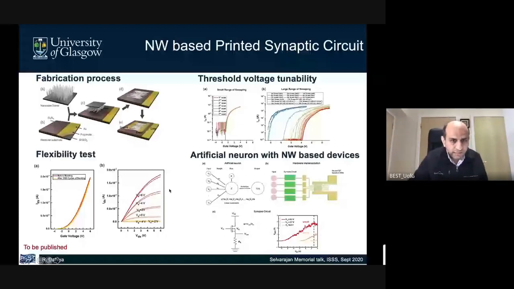Here you can see an example where we tested the device performance under bending conditions. The red curve is before bending, and yellow is after bending. Interestingly, we noted that the device performance as a synaptic circuit is not affected much by bending. That is also quite interesting from the point of view of electronic skin, because you expect a high degree of bendability there.